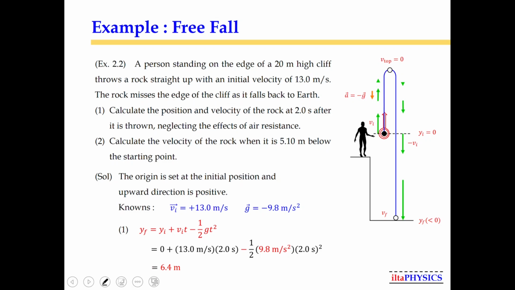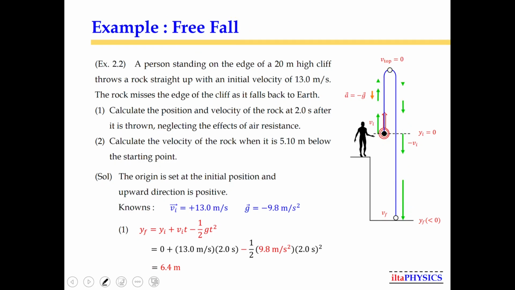Next, here's a very typical free fall problem. A person throws a rock upward from a 20-meter cliff at a speed of 13 meters per second, and the rock goes up and then falls back down. When you see a problem like this, it's really helpful to first understand it and visualize the situation in your mind, like in the diagram on the right.